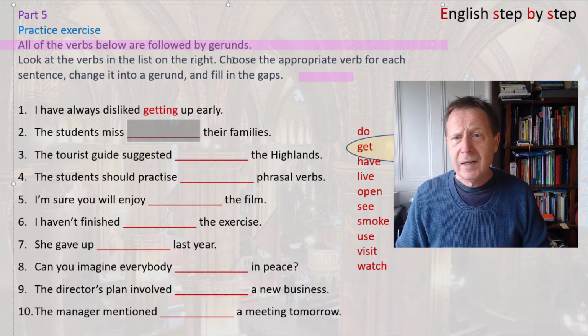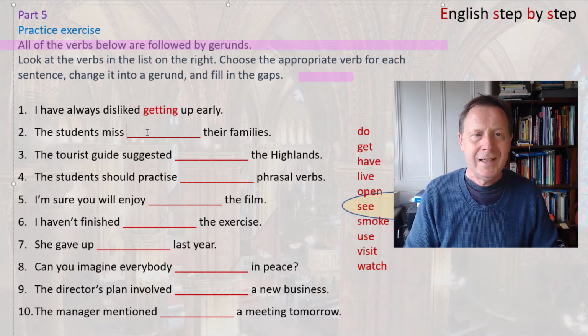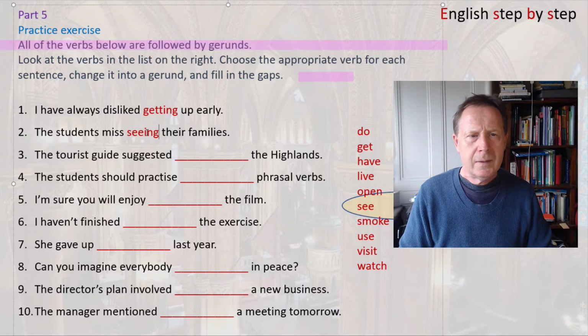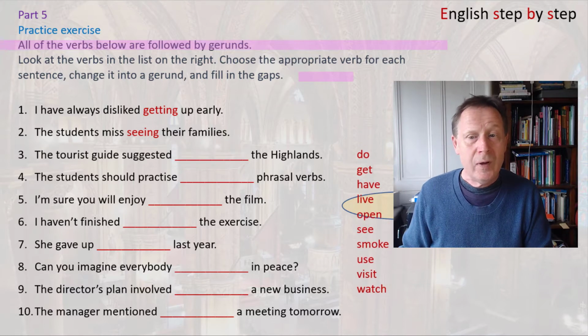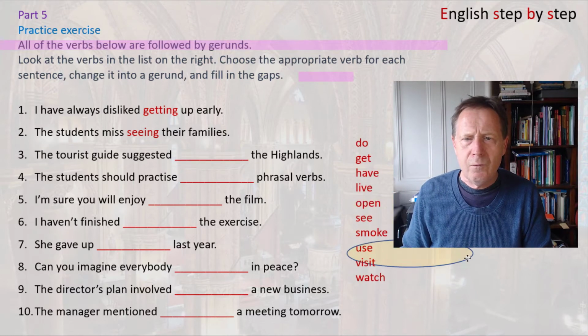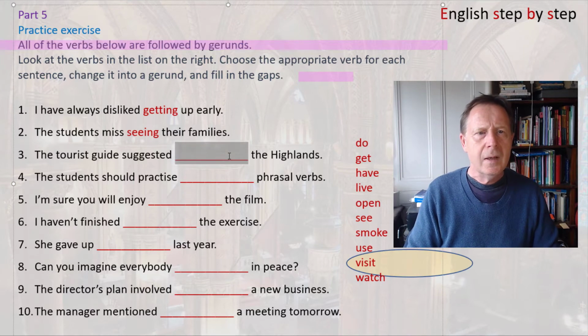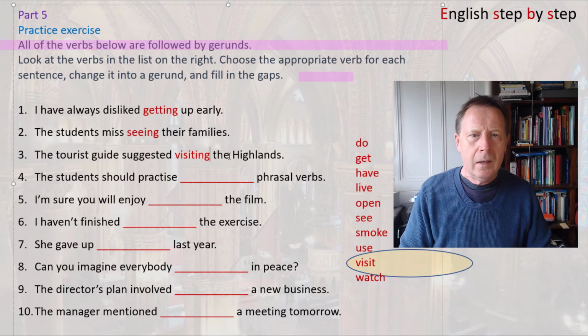Well, in this case, we can see one of the verbs we can use is see. You could also use visit, but for this example, let's use see. The students miss seeing their families. Now, the next one is about the Highlands. So we're talking about traveling. So the verb we need is visit. So let's complete the sentence. The tourist guide suggested visiting the Highlands.